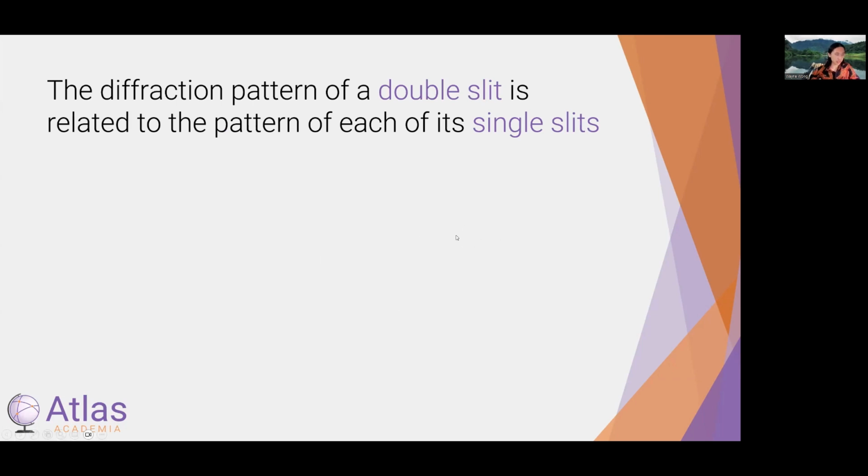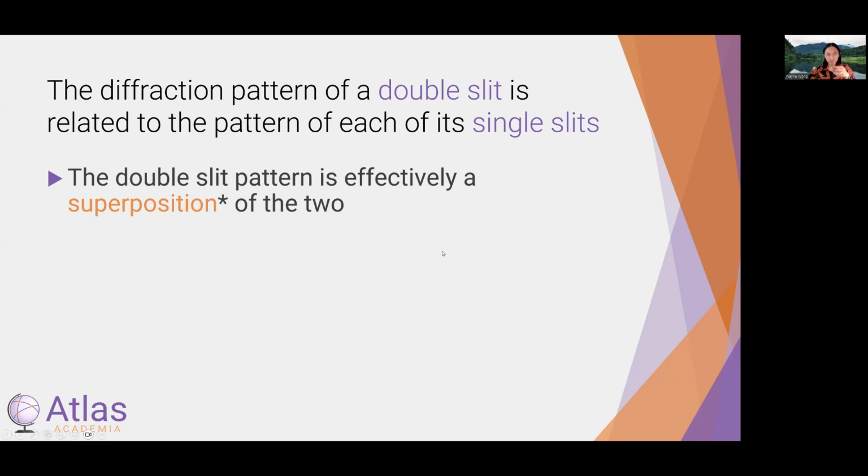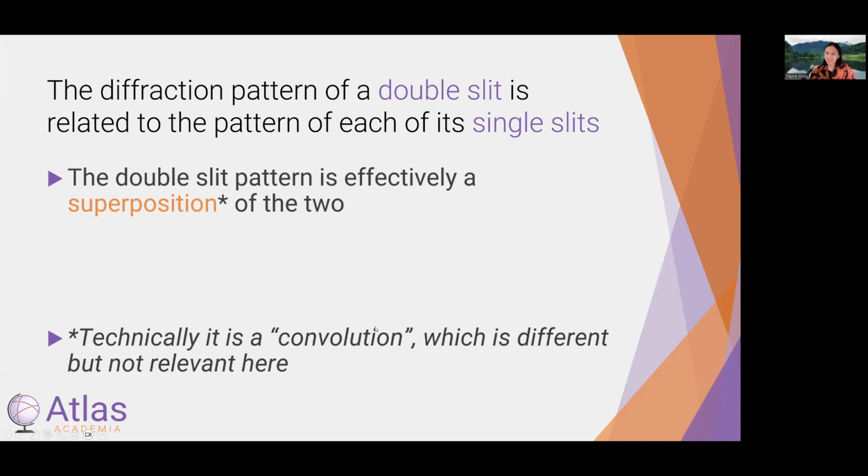The goal of this whole section is to get us to realize that the diffraction pattern of a double slit is related to the pattern of a single slit. It's really actually just a superposition of a single slit pattern with the double slit pattern. Technically, it's something called a convolution. It doesn't actually matter which of these terms we use here. It's just adding or multiplying the two different separate graphs together, basically.